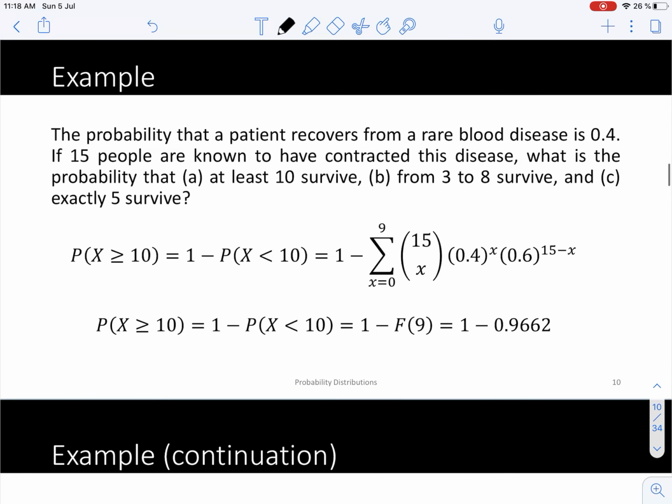Okay, let's check one example. The probability that a patient recovers from a rare blood disease is 0.4. This is our probability of success right there. That's our p. If 15 people are known to have contracted this disease, what is the probability that at least 10 survive, from 3 to 8 survive, and exactly 5 survive?